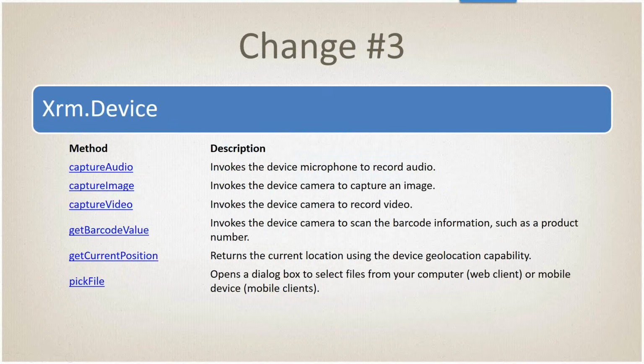So, here are some scenarios. Capture audio means we can record things. Capture image means we can take a picture. Capture video. We can read barcodes. We can get the current GPS position, and then we can select a file on a computer. This really opens up what we can do without, as Doug says, resorting to field service. We can actually create applications that access the device information and allow us to do things that we normally couldn't do.